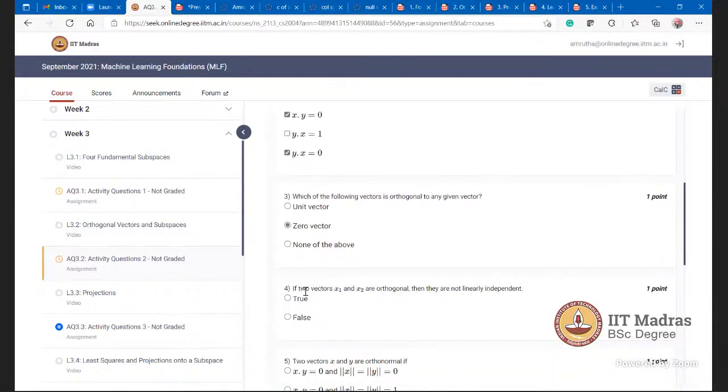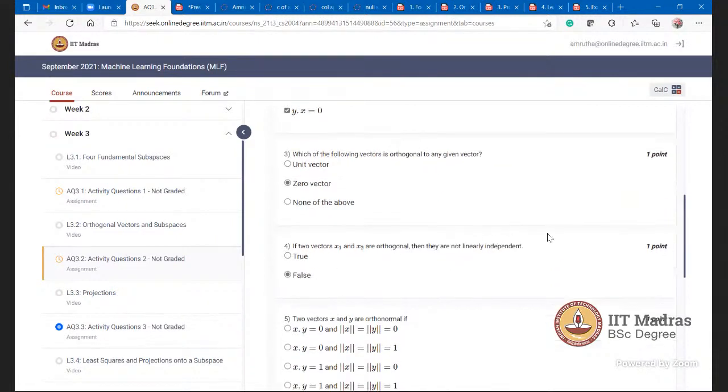Next question: if two vectors x1 and x2 are orthogonal, then they are not linearly independent. This is a false statement, because the first condition is that they have to be linearly independent; then we check for orthogonality. Ma'am, here the converse is not true, right? Yes, the converse is not true. Two vectors may be linearly independent, but they may not be orthogonal to each other. Correct.